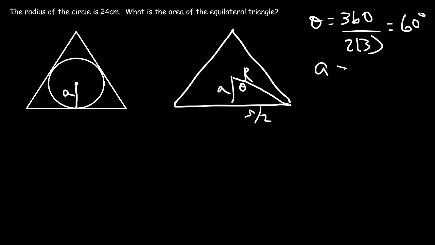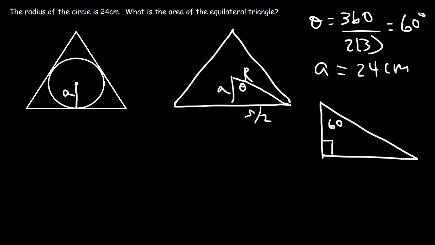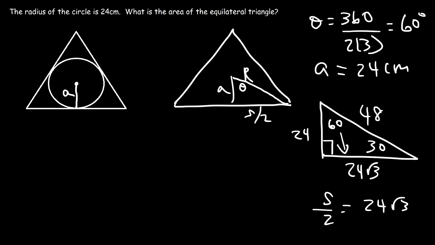The apothem, we see that it's 24 centimeters. So let's draw the triangle. This is 60, this is 30, and this is 24. If that's 24, the hypotenuse has to be twice the value, it's 48. And across the 60, it's whatever the value across the 30 is times the square root of 3. So we know that s over 2 is 24 square root 3. So s is twice that value, 48 square root 3.